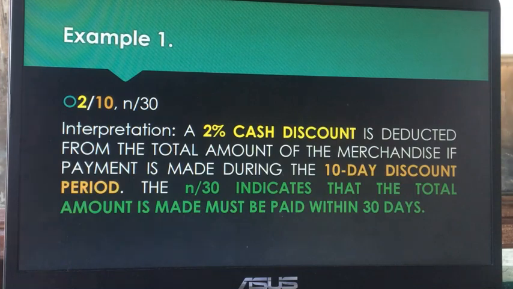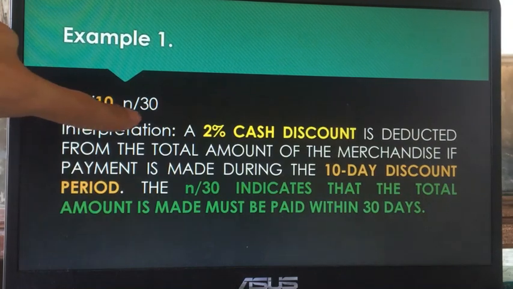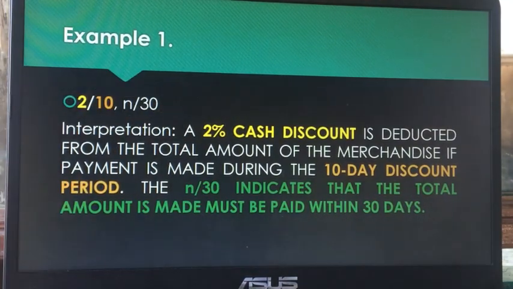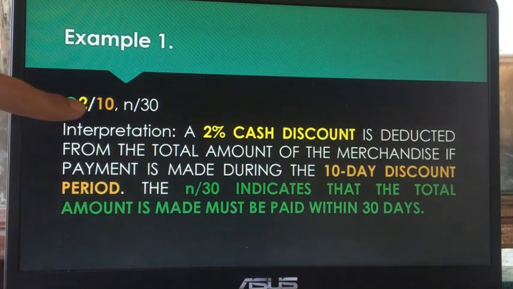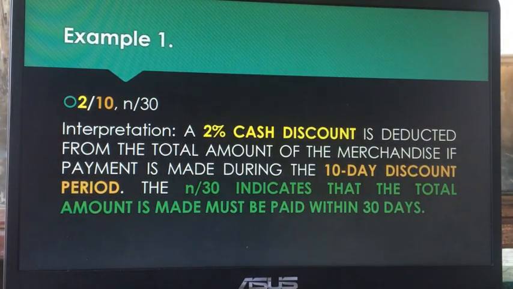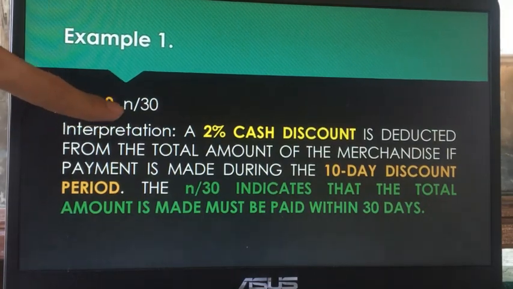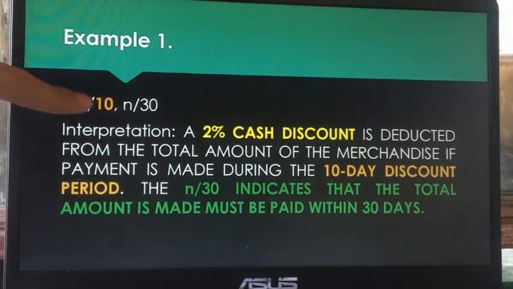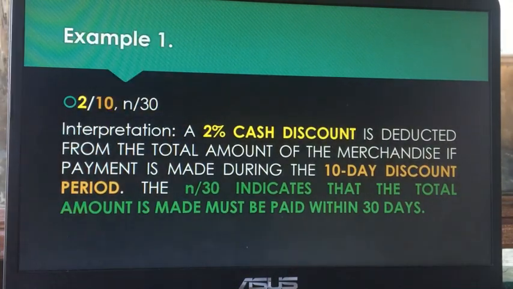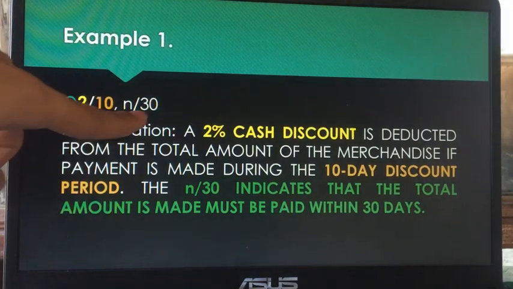Okay? So otherwise, if you cannot pay that in the first 10 days, meaning the second part will apply. Again, if you fail to pay in the first 10-day period, the first part wouldn't be applied. Meaning, let's proceed to the second. In short, if you failed to pay in the first 10 days, the 2% cash discount is no longer applied to you. So you are going to proceed to the last part.